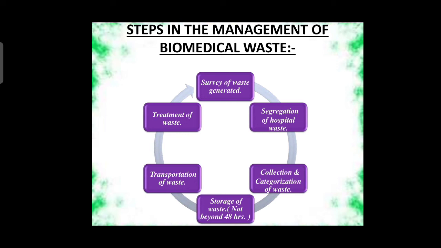The next step is collection and categorization of waste. After segregation, we collect the waste and assign the different categories that we have studied till now, category 1 to category 10. Next is storage of waste, not beyond 48 hours. Once you have done the collection and categorization, we have to store the waste, but we should not keep it more than 48 hours. After the storage comes transportation of waste, and then treatment of the waste, which means proper management according to the category.